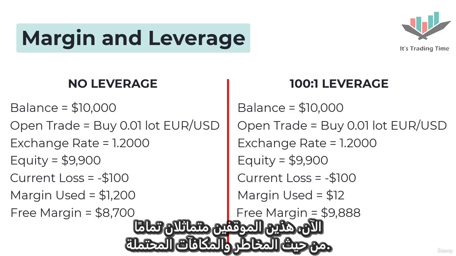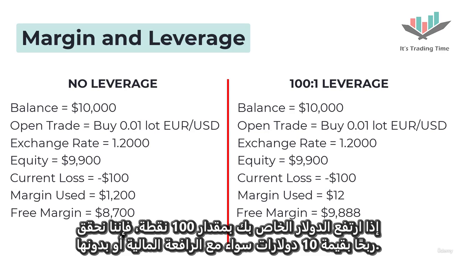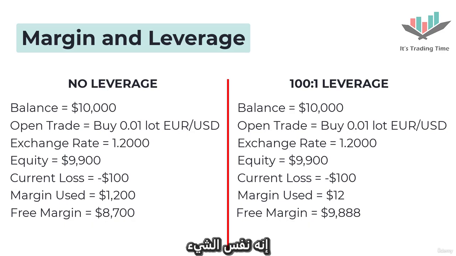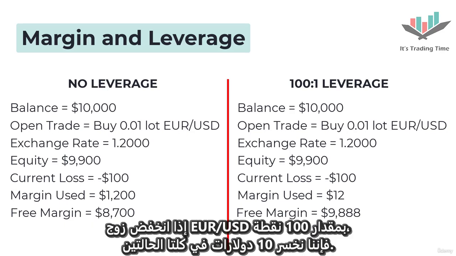Now, these two positions are exactly the same in terms of risk and potential reward. If euro-dollar goes up by 100 pips, we make $10 in profit, either with or without leverage. It's the same if euro-dollar goes down by 100 pips: we lose $10 in both cases.